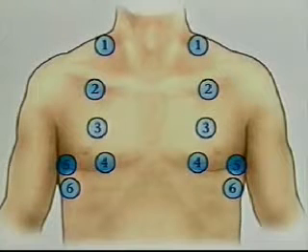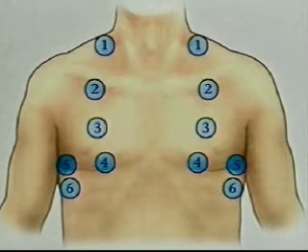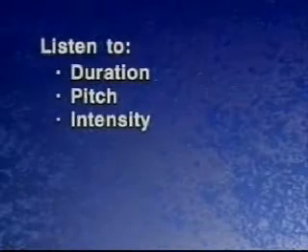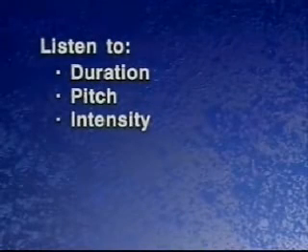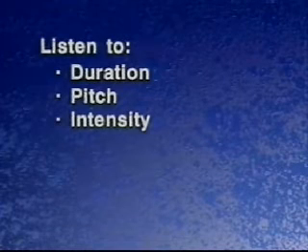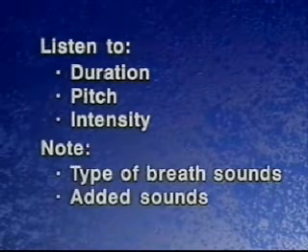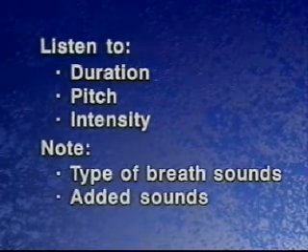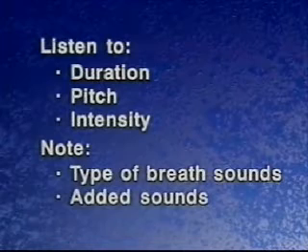To auscultate the anterior chest, take the same systematic approach you used for percussing the anterior thorax. If necessary, gently displace the patient's breasts to auscultate all important areas. Listen to the duration, pitch, and intensity of the inspiratory and expiratory sounds, decide what type of breath sounds you are hearing, and note any added sounds.